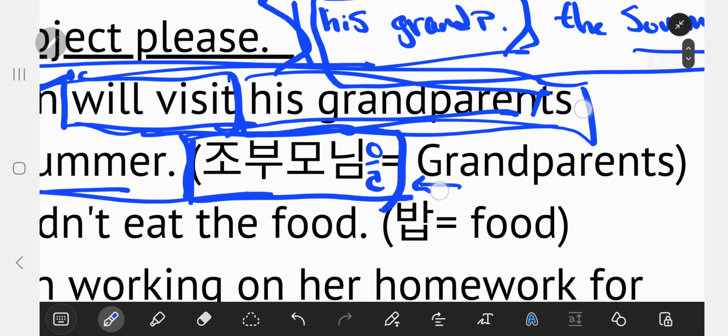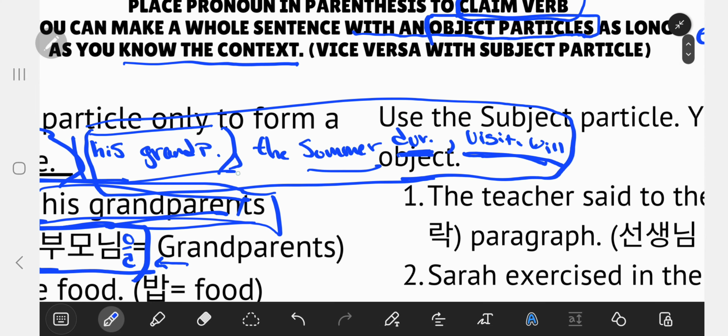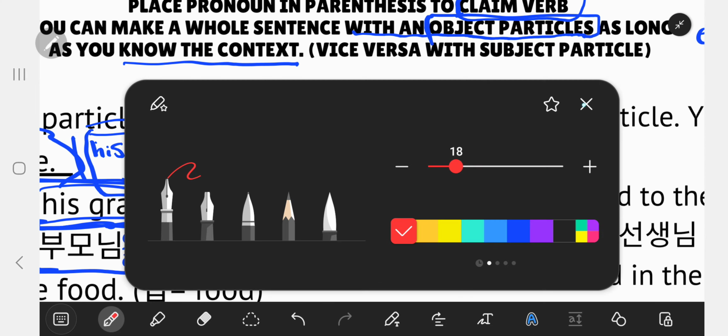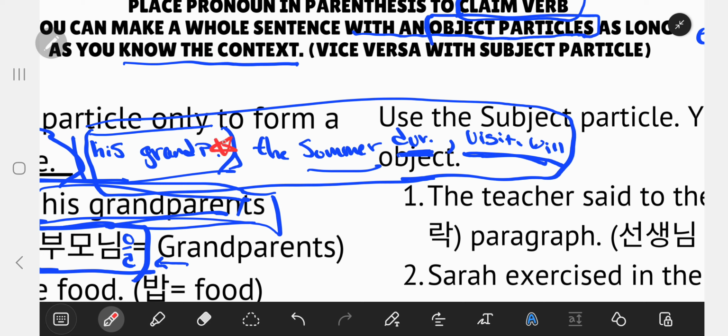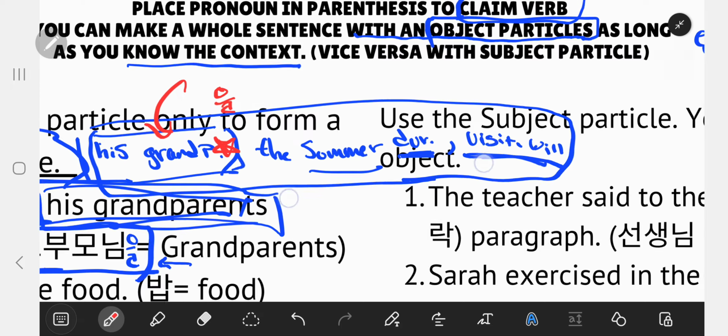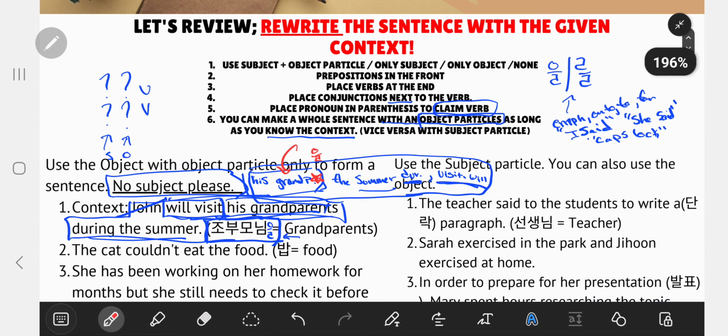So 조부모님을 만나요, his grandparents, and I will just color code it, and I'll just put a star to mark the object because that's an object marker. His grandparents을. The summer during visit will. That means I said his grandparents, he will visit during the summer. And so I get to emphasize this and not say the subject at the same time, which means I get to say so much more with saying so little. And that's what we're trying to do right now.